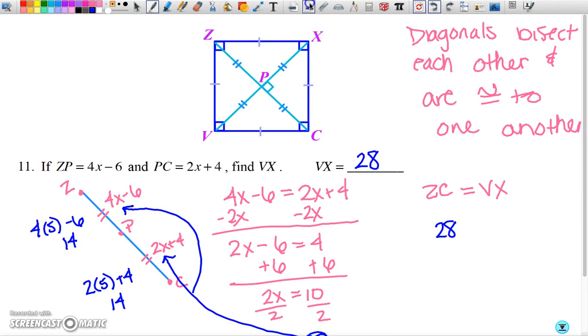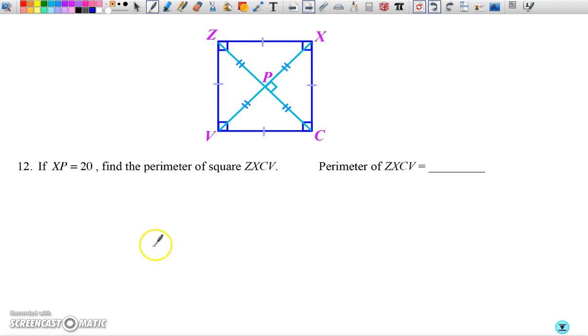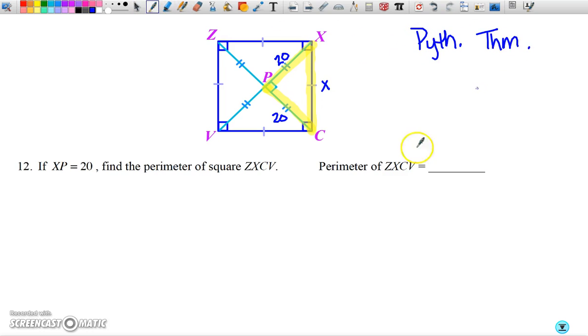All right, one more, number 12, and then we're all done. So XP is 20, so that's right here, and we want the perimeter of the square. So what we need to do is somehow get this measurement right here. That's what we need, right? Well, we know that if that's 20, then this is also 20. And so what we have here is a right triangle. See this right here? Where we have two sides and we need the third. Well, we know then that that means we need to use the Pythagorean theorem.